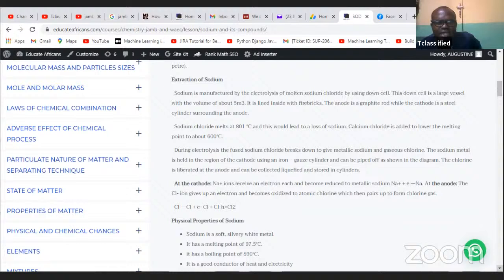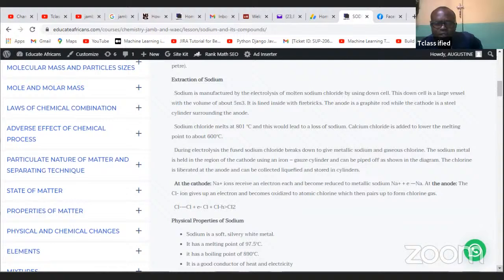Now, at the cathode, sodium ions receive an electron each and become reduced to metallic sodium. Whereas at the anode, the chloride ion gives off an electron and becomes atomic chlorine, which then pairs up to form chlorine gas.